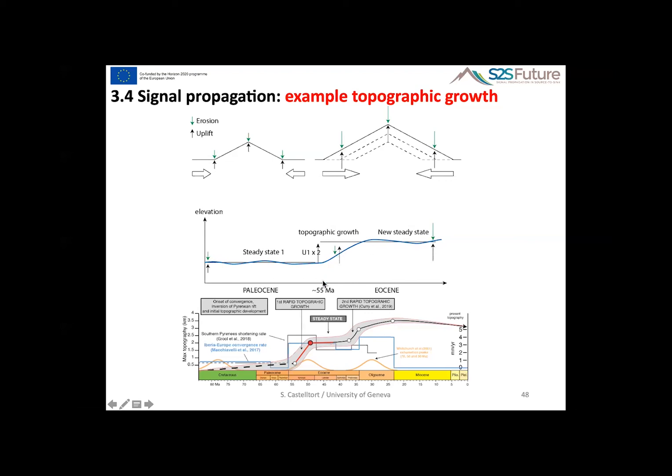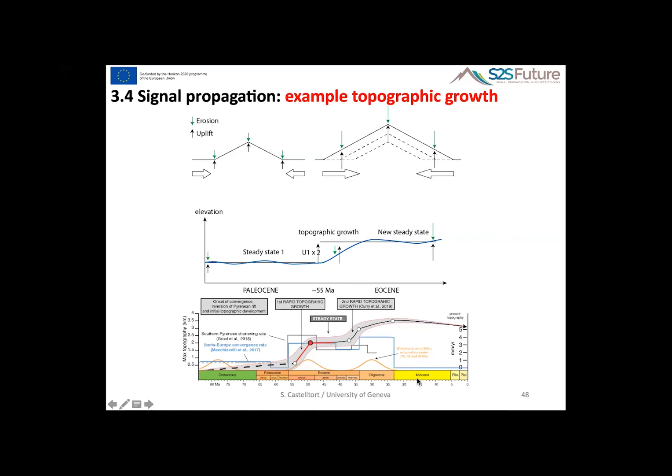Okay, and here Paleocene, 55 million years, and Eocene. Why? Because in the Pyrenees we have such a situation, or let's assume we have this situation just for the pragmatic, didactic use of it. We can discuss a lot about the reality of it, but on this diagram I have put maximum topography, and here I have put time.